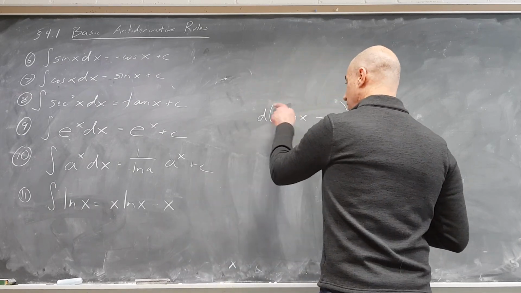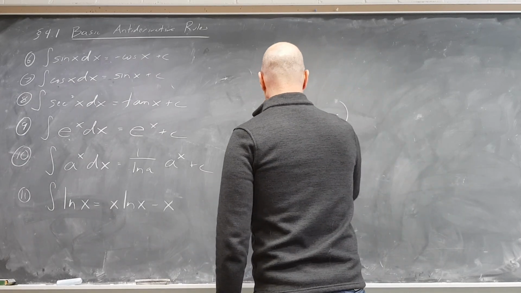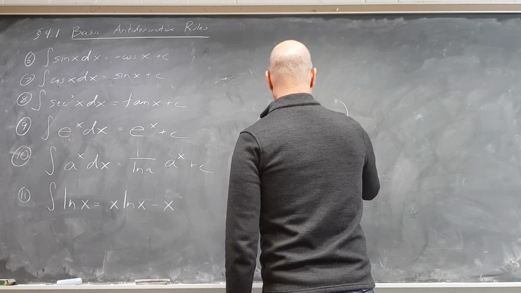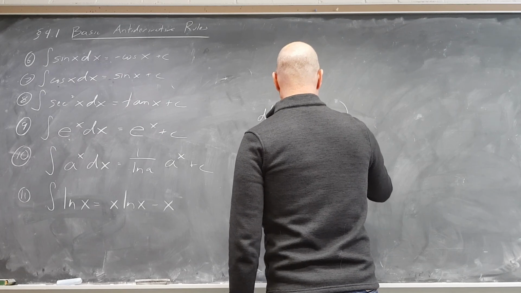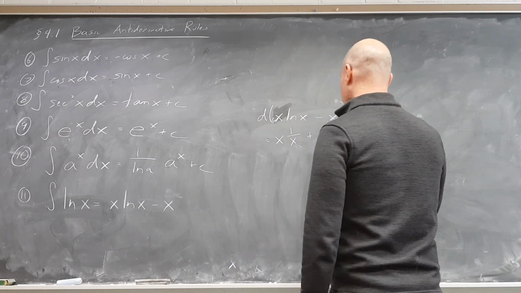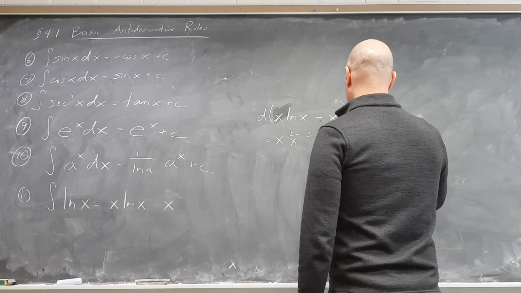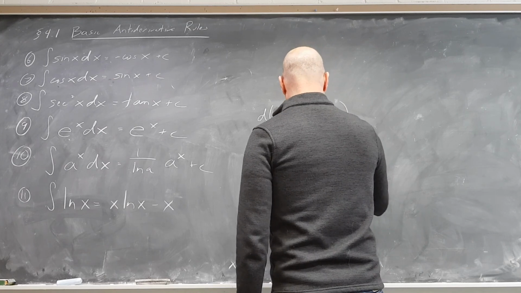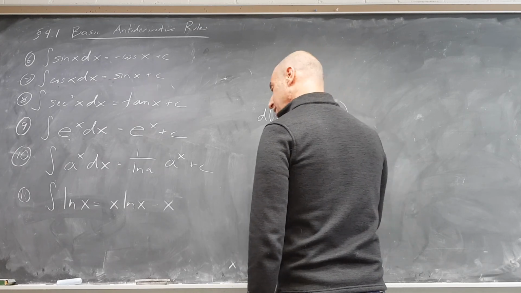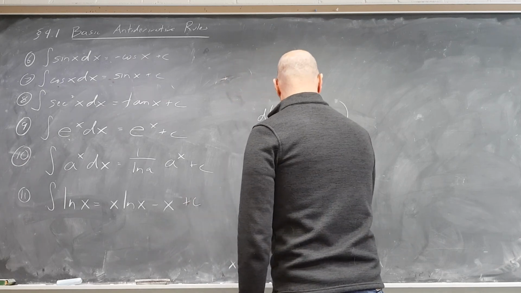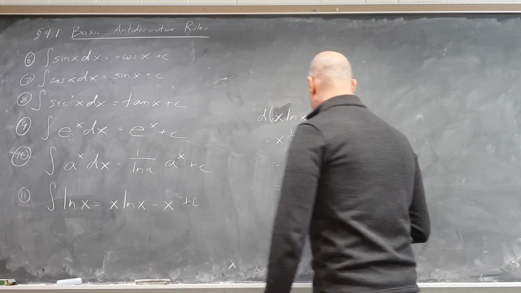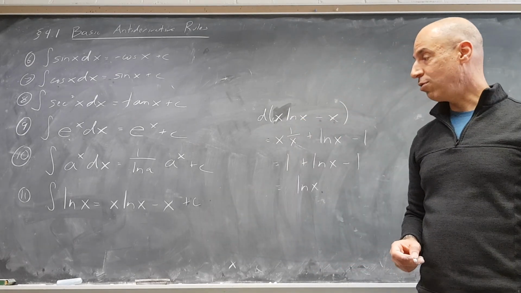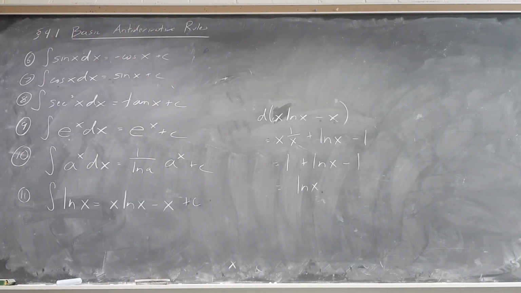Well, the derivative of this first part we take by the product rule. First times the derivative of ln of x, which is 1 over x, plus the derivative of the first, which is 1, times the second, which is ln of x, minus the derivative of x, so minus 1. x times 1 over x is 1, plus ln of x, minus 1. Oh, forgot my plus constant here. And this equals ln of x. So the derivative of this really is that. So this really is an antiderivative rule.